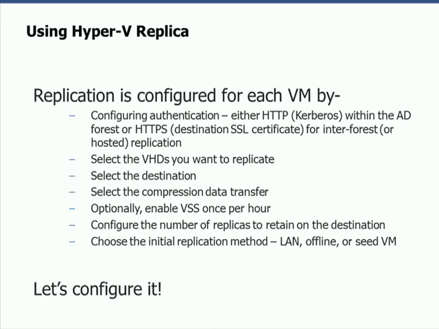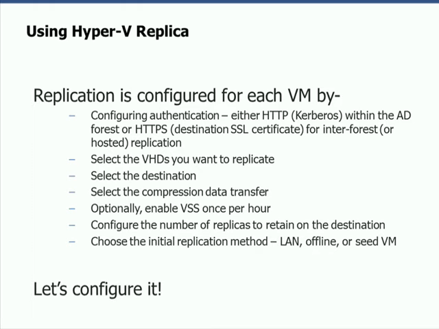And that's because some companies out there are providing hosted replication, in other words, disaster recovery as a service, using Windows Server 2012 Hyper-V Replica. What you'll do is you'll select the virtual machine disk that you want to replicate. You'll select the destination host. You'll select the compression data transfer. Optionally, you can enable VSS once per hour. That's the volume shadow services, so that these would be application-aware replications.